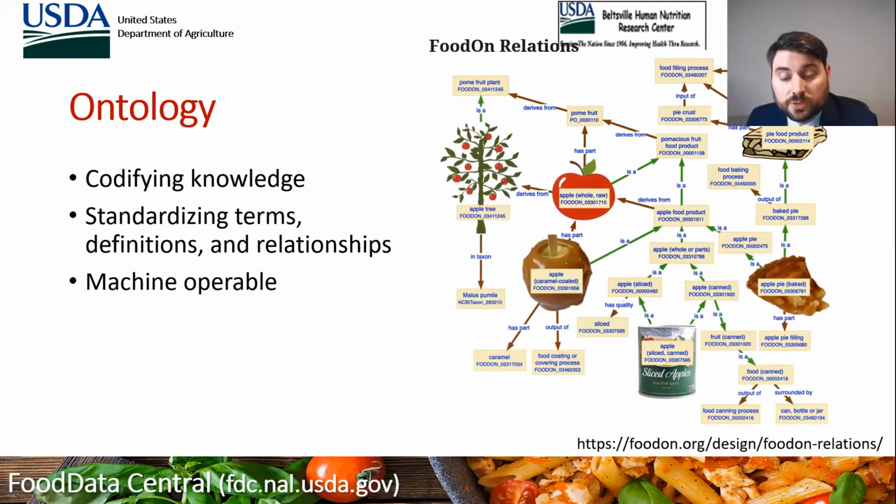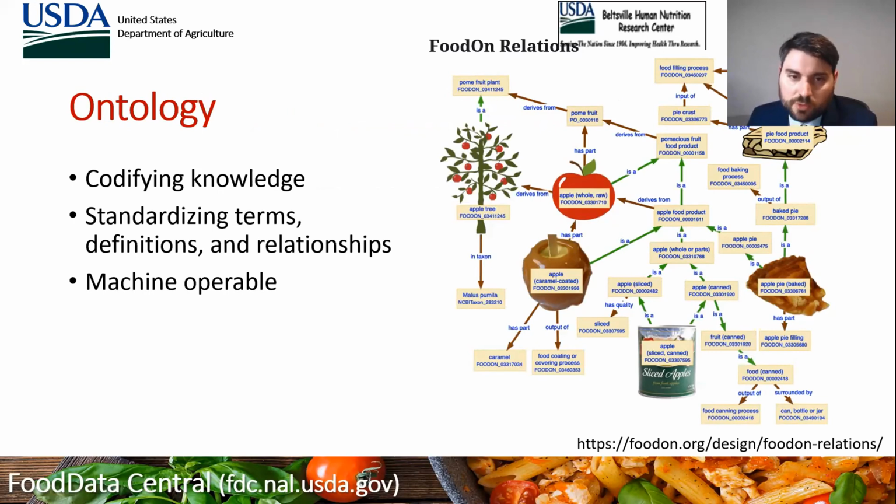And I think this image on the right best explains what an ontology is. This is a visual representation of the FoodOn ontology. You can get to it through the link provided. But an ontology codifies knowledge in a way that standardizes terms, standardizes definitions, and relationships between those terms and definitions, and makes it machine operable so that you can take advantage of things like artificial intelligence and machine learning.